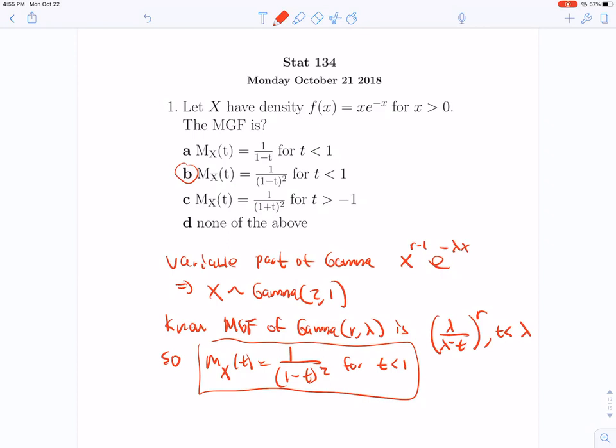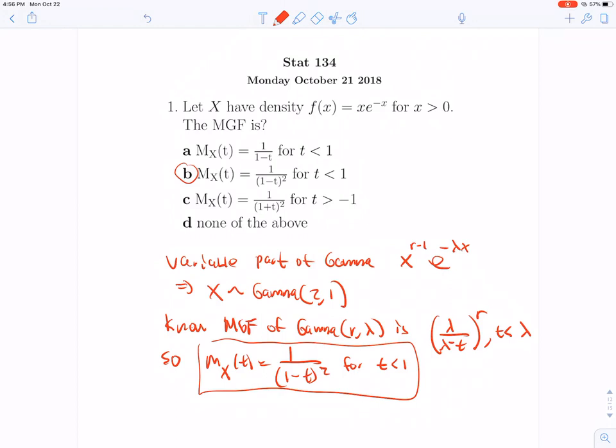We then did a concept test. Let x have density f of x equals x e to the minus x for x greater than 0. Find the MGF. So I've been trying to train you guys: when you look at a density, try and see whether it is a known density, or at least a variable part of something that you recognize.